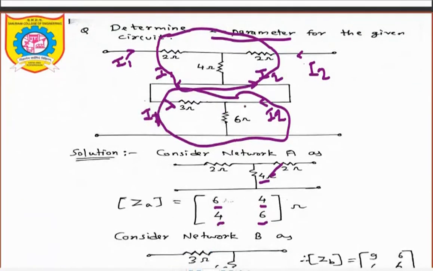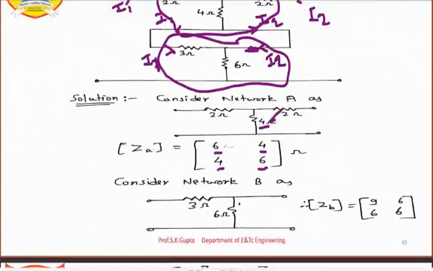Now this is 3 ohm, 6 ohm, and here there is no resistance, means 0 ohm. So again this is a T type of network. For this also we can tell the value of Z parameters very easily. So Z11 for network B is 3 plus 6, 9. Z12 is this resistance only, 6 ohm. Z21 is this resistance only, 6 ohm. And Z22 is 6 ohm plus the 0 resistance here, so 6 plus 0 means 6.